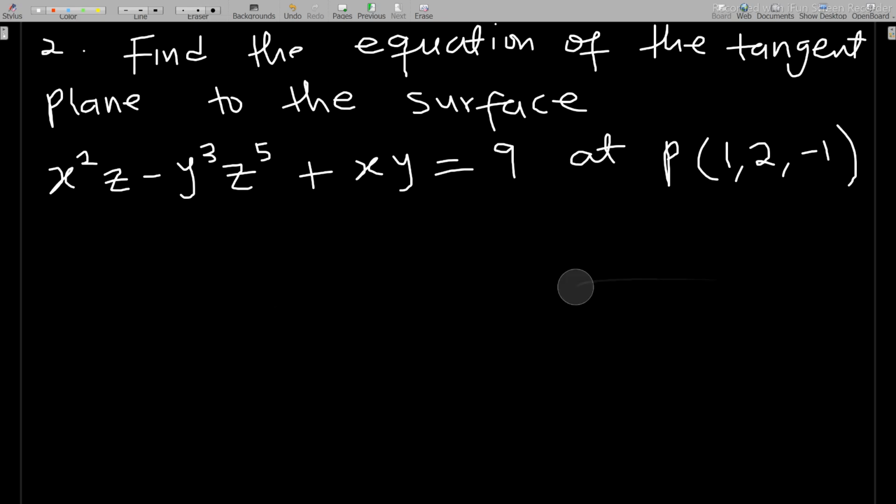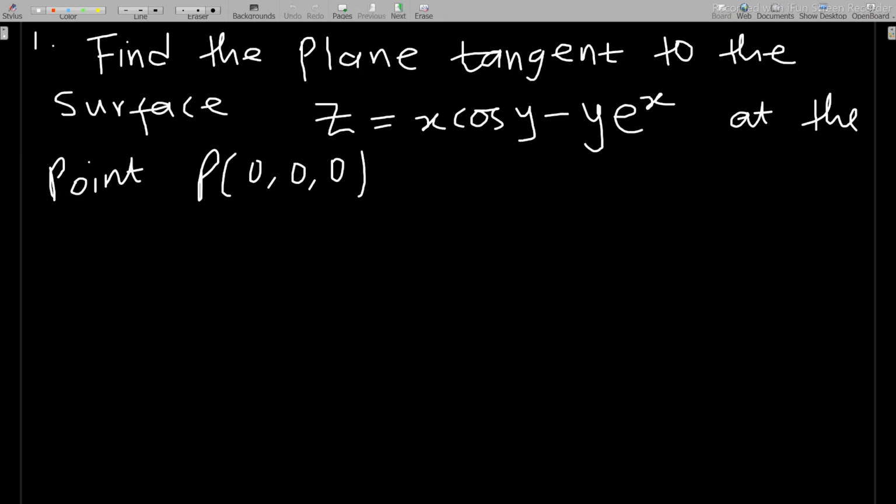But now here you just want to find the equation of the tangent plane to the surface. Let's start with the first one. This is how it looks: find the plane tangent to the surface z equals x cos y minus y e to the x at the point P, which is (0, 0).